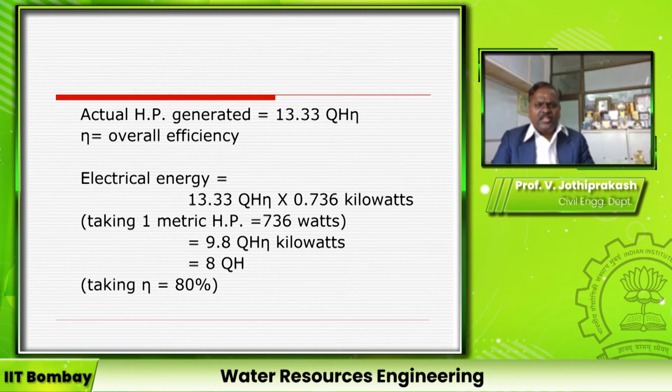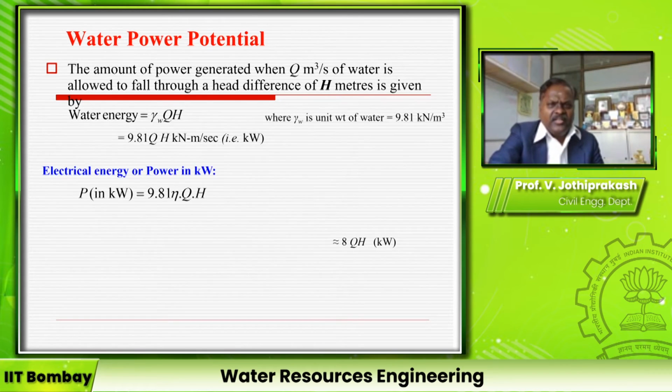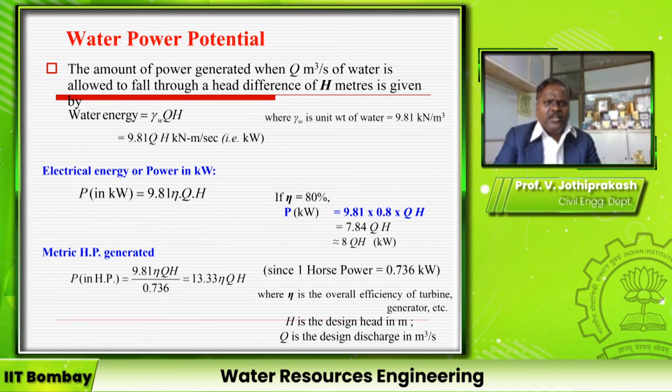So it's a straightforward equation to estimate the hydroelectric power generation from a turbine. I have just given a simple example. The amount of power generated when one meter cube per second of water is allowed to fall through a head difference of H meter is given by the same one.